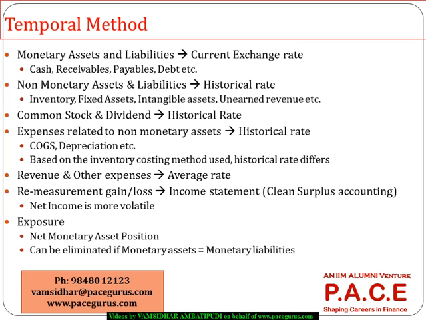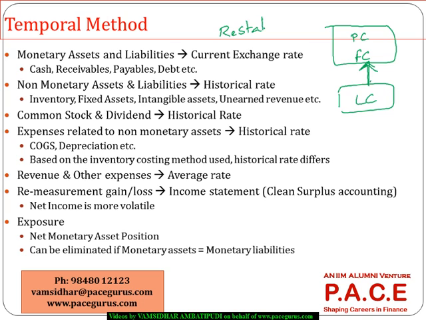Now, moving on to the next one, which is the temporal method, which comes into the picture when the functional currency as well as the presentation currency are both the same, whereas the local currency is much different from these two. Translating this local currency into the foreign currency is what we call the restatement method, and in this method there are a few more complications involved.